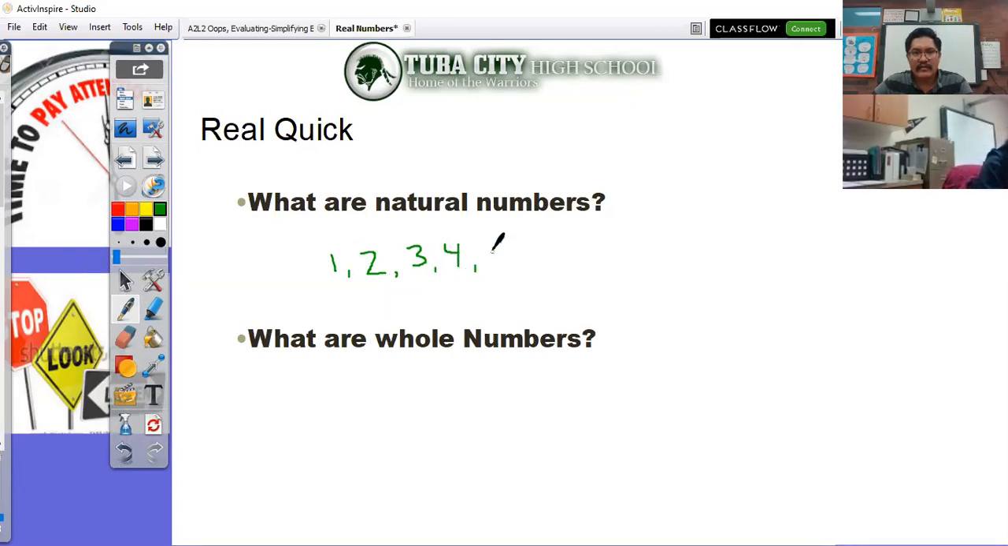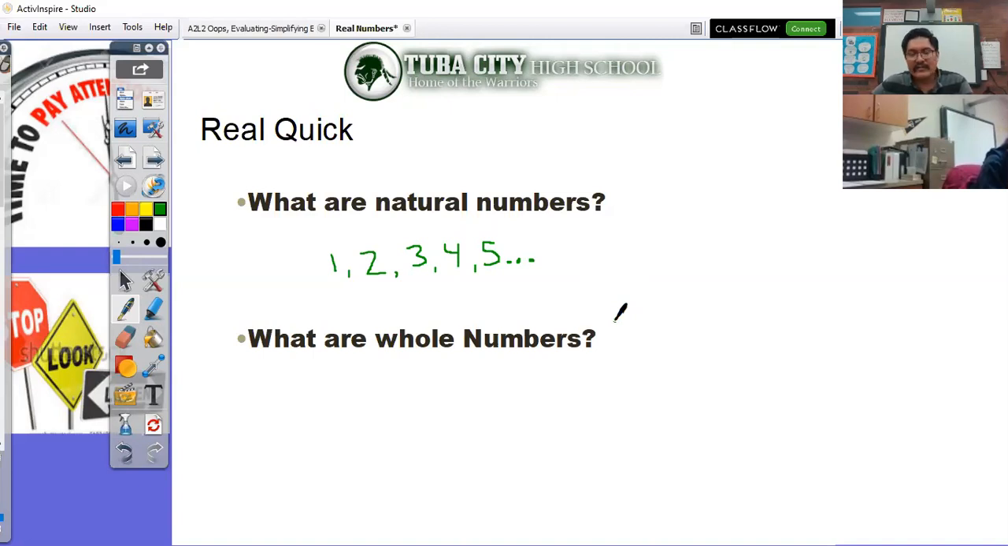So 1, 2, 3, 4, 5, and I'm going to put some ellipses. Those 3 dots mean that it goes on in that order. So even though it only stops at 5 on our list, it will continue to 6, 7, 8, 9, 10, on and on and on to infinity. Those are the natural numbers.